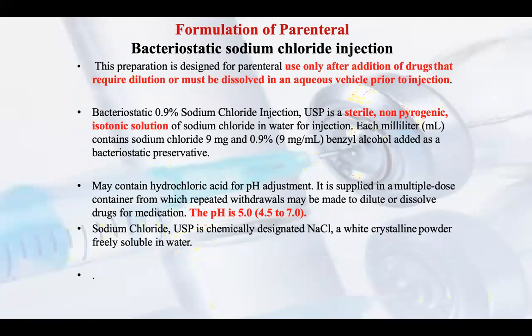Further, bacteriostatic 0.9% sodium chloride injection is a sterile, non-pyrogenic, isotonic solution of sodium chloride in water for injection. Each milliliter contains sodium chloride 9 milligrams and 0.9% benzyl alcohol added as a bacteriostatic preservative. It may contain hydrochloric acid for pH adjustment. It is supplied in a multiple dose container from which repeated withdrawals may be made to dilute or dissolve drugs for medication. The pH remains 5 to 7. Sodium chloride is chemically designated as sodium chloride, a white crystalline powder freely soluble in water.